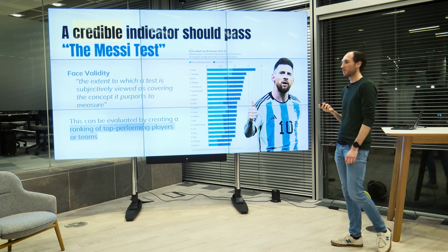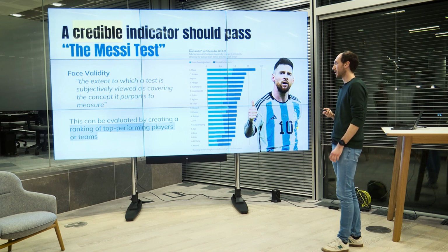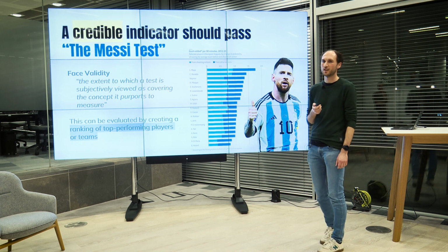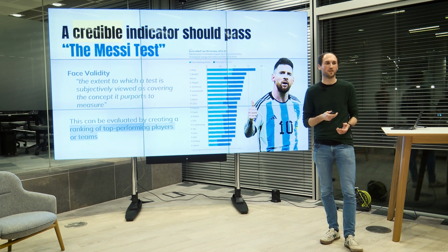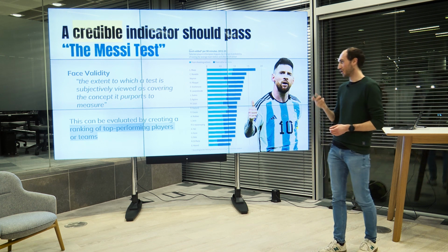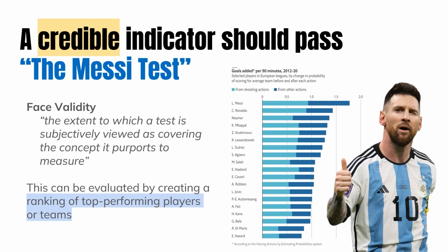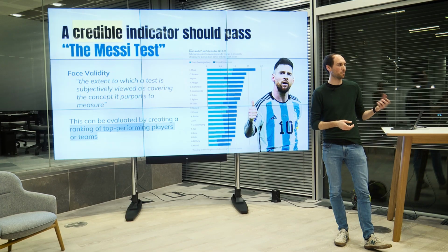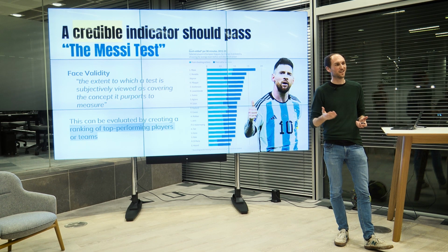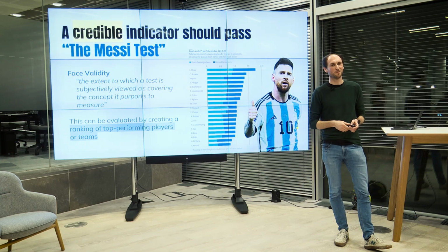So for evaluating whether a metric or an indicator is credible, there is what most people in soccer analytics probably know as the Messi test. But in the literature, it's known as face validity, which looks at the extent to which a test is subjectively viewed as covering the concept it claims to measure. So the idea is that people generally agree about who are the best performing players in the world. For example, up to a few years ago, everyone agreed that Lionel Messi and Cristiano Ronaldo were the best players. There was only some debate about whether Messi was better than Ronaldo or the other way around.